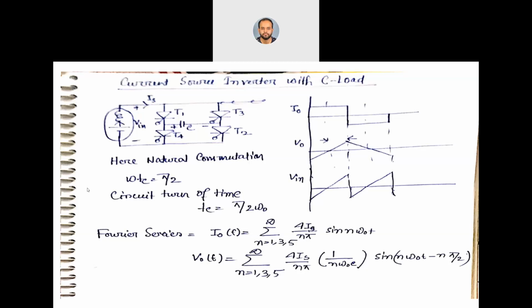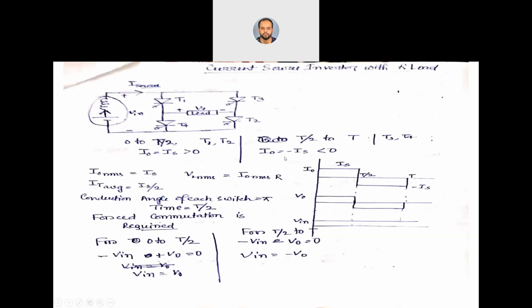The basic difference between current source and voltage source inverter is that in case of voltage source inverter, the voltage is our input and on the output side, we see the changing of the output current. A current source is practically very rare. The best example of a current source is the PV cell or solar cell.